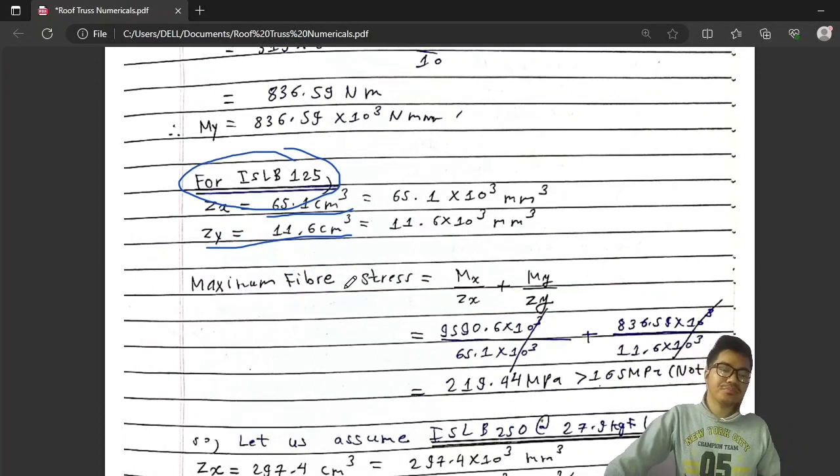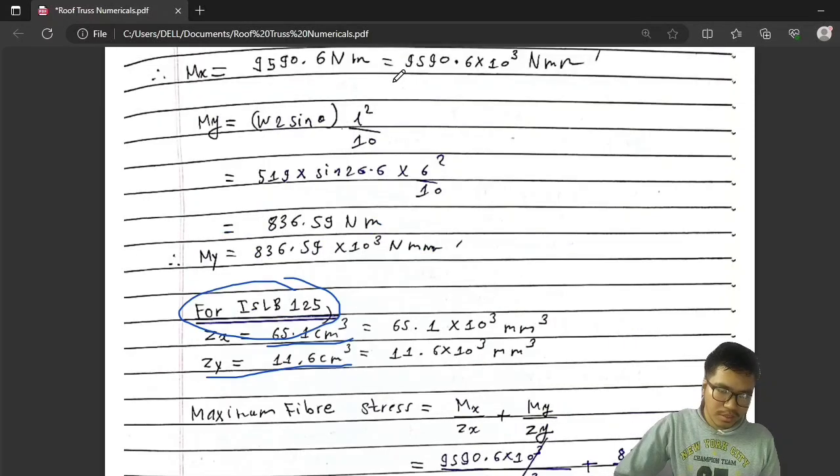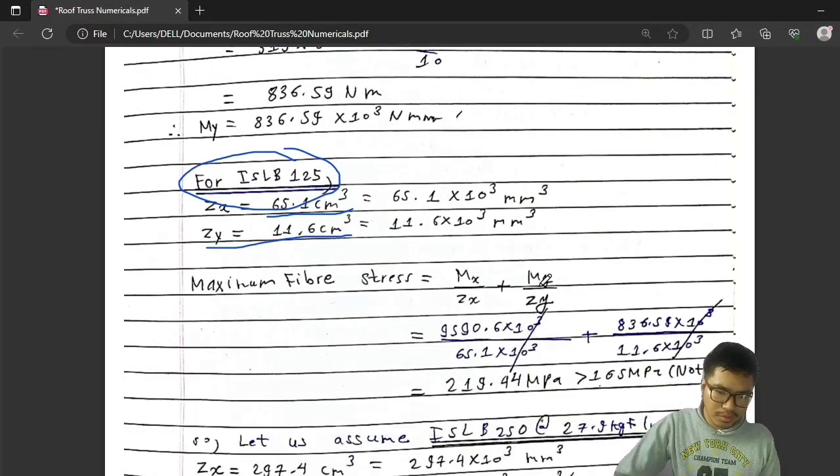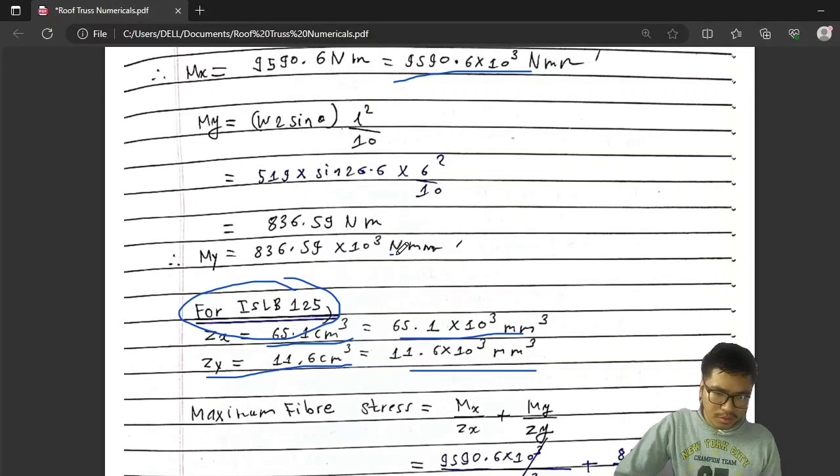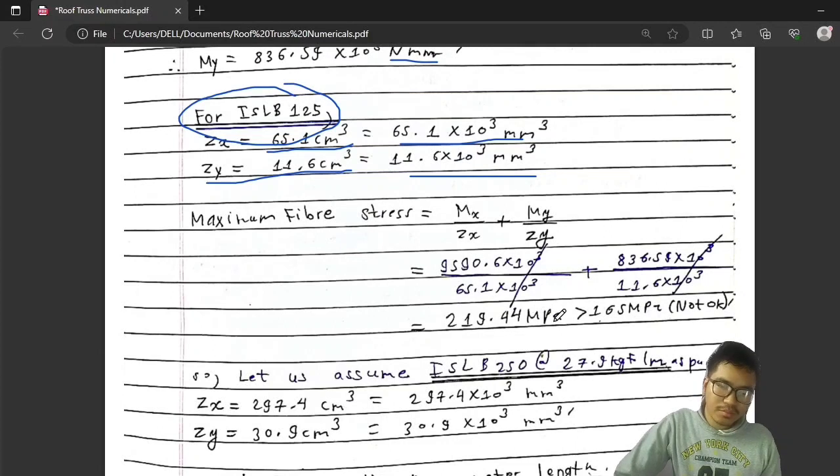So maximum fiber stress is Mx divided by Zx plus My divided by Zy. Mx is 9590.6 into 10 to the power 3, and My is 836.59 into 10 power 3, and Zx is 65.1 into 10 power 3, and Zy is 11.6 into 10 power 3. The unit is Newton and the units are the same, so it will be in megapascal.